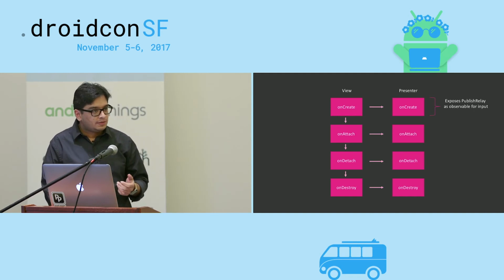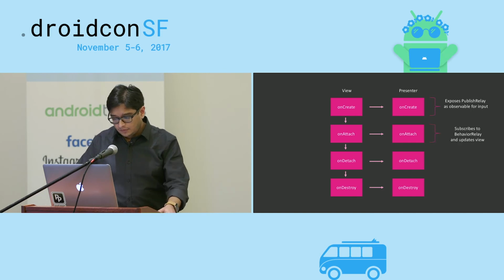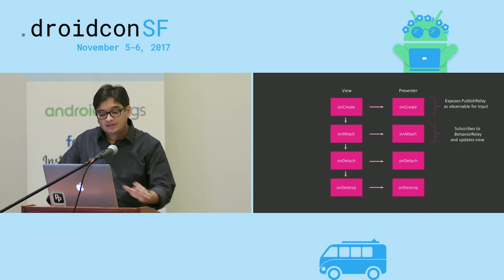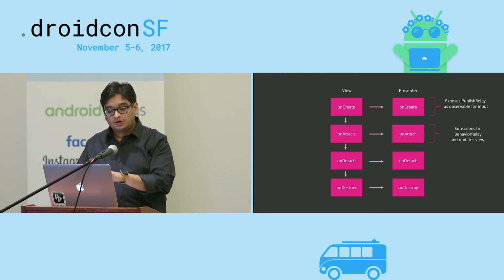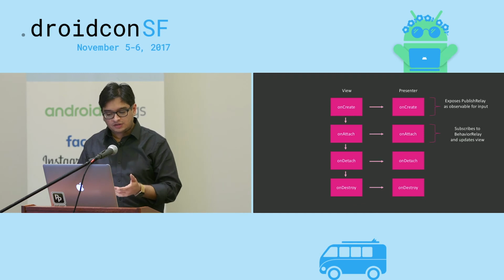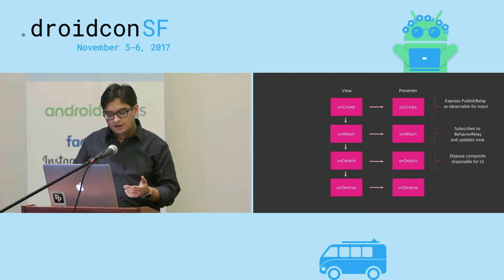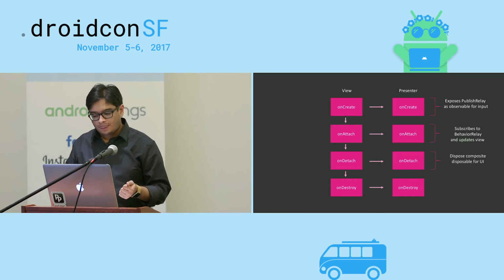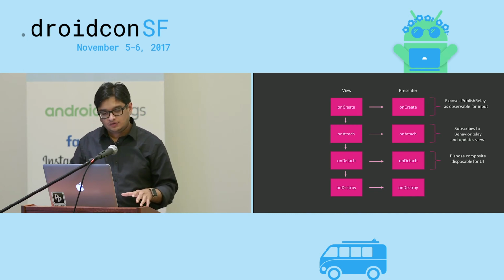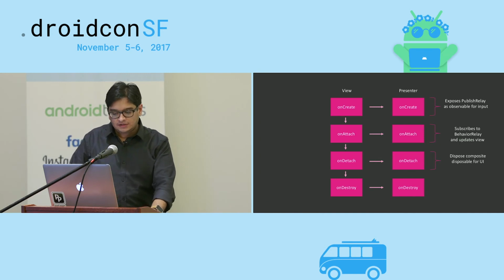The catch here is we create the publish relay on onCreate. We spoke about behavior relays. In the next slide, we'll look into more detail at how behavior relay helps us solve a lot of complex issues. But we attach to the behavior relay on attach of the presenter. Equally, we should be disposing the right set of disposables based on what part of your presenter's lifecycle you are at. Anything that updates the UI should be disposed on onDetach, and anything that you're done with for the activity should be disposed on onDestroy.